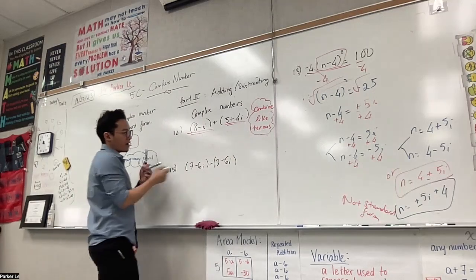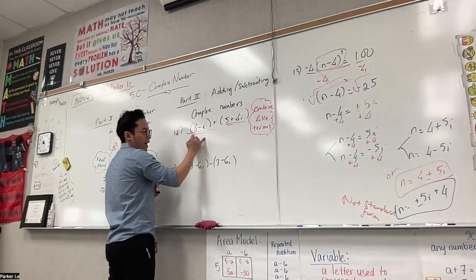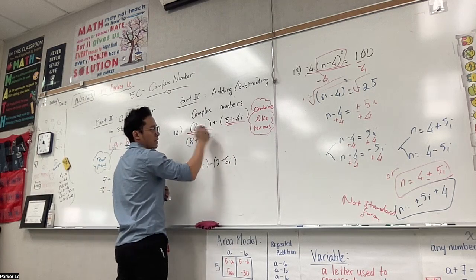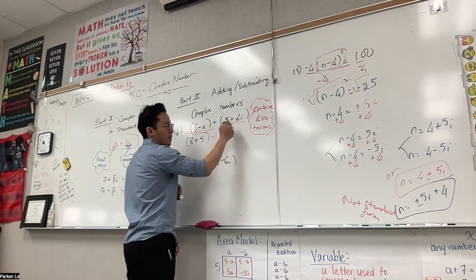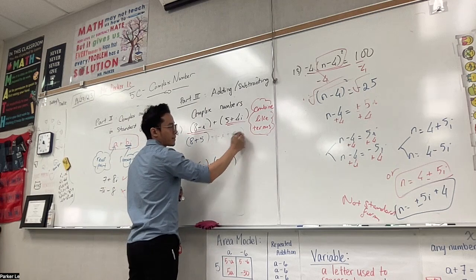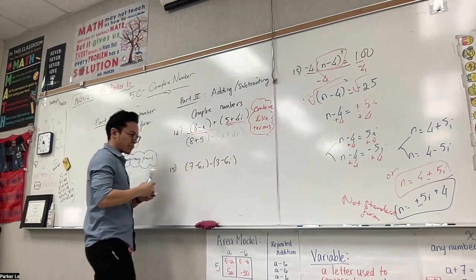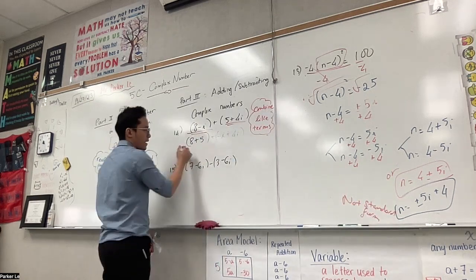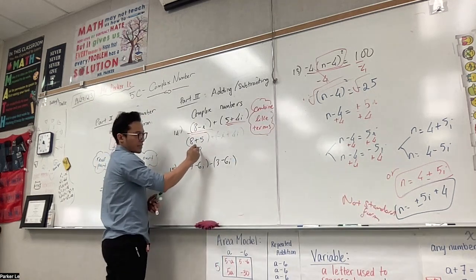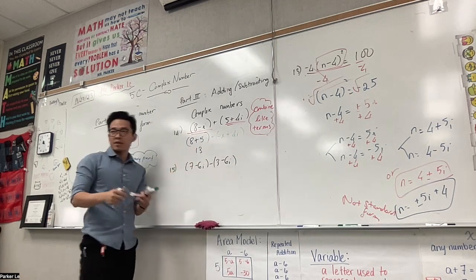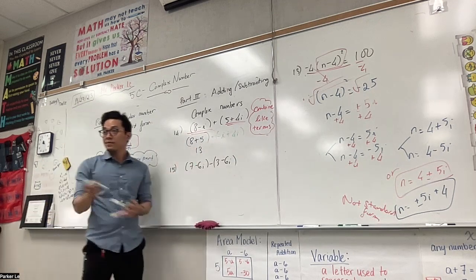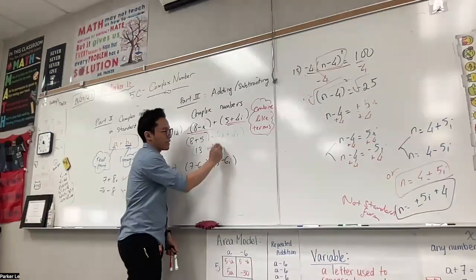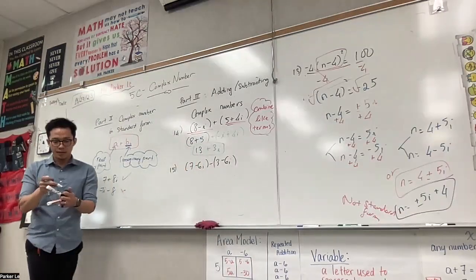So I have the real here is 8, and then the real here is 5. So 8 plus 5. My imaginary here is negative i, and the imaginary is 4i. Okay, so 8 plus 5 is 13. Negative i plus 4i is 3i. So that's the answer.